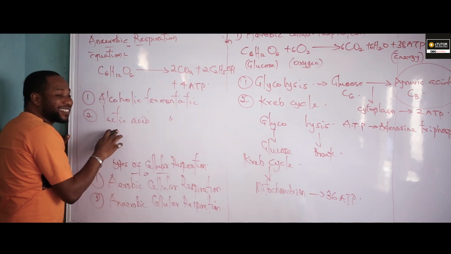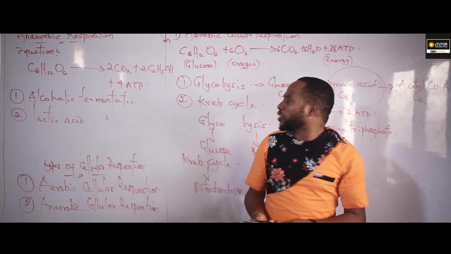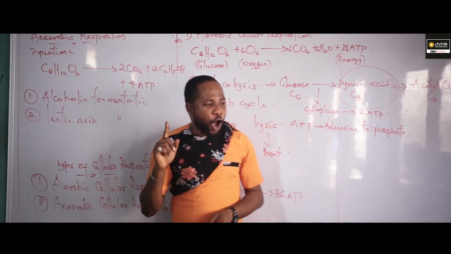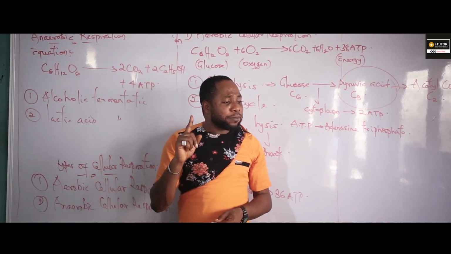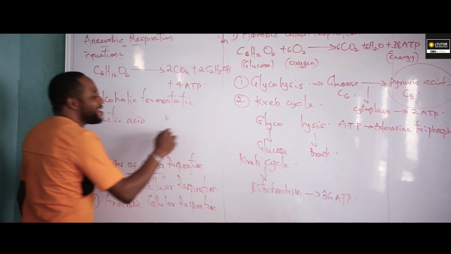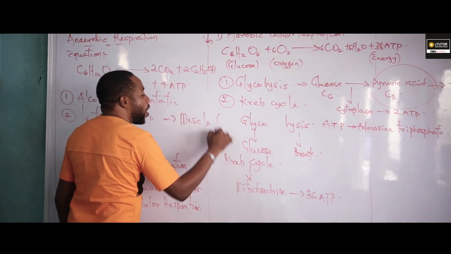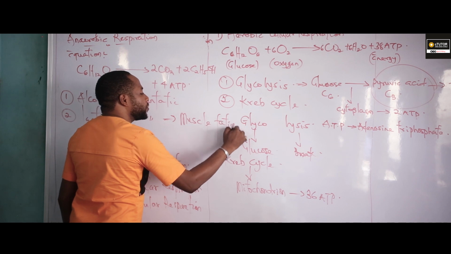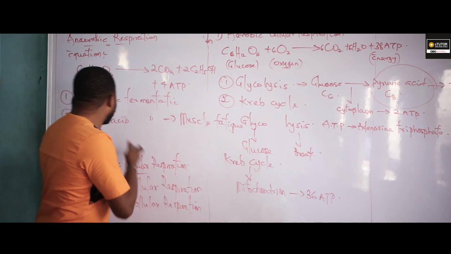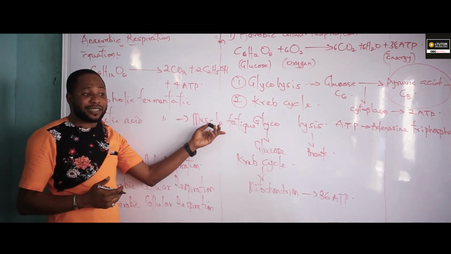But lactic acid fermentation occurs in our muscle. It is the conversion of glucose into 4 ATP in the absence of oxygen. And this lactic acid fermentation is what leads to muscle fatigue. The accumulation of lactic acid in our muscle causes muscle fatigue. Do you understand that?